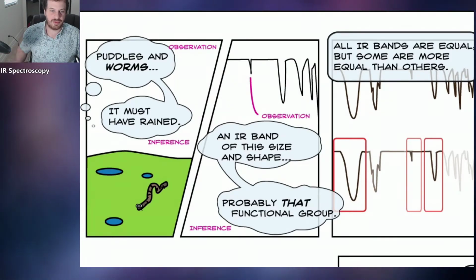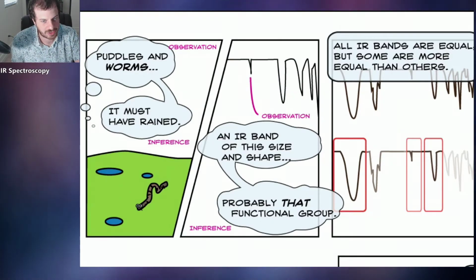It talks about observations and inferences. And we do this all the time in our lives. We will make an observation, and then we'll make an inference or a conclusion about that. So for example, if you wake up in the morning and you see puddles and worms outside, that's an observation. But you can then infer that, oh, last night it must have rained. Right? We see evidence of something, that's an observation, and then we make a conclusion.